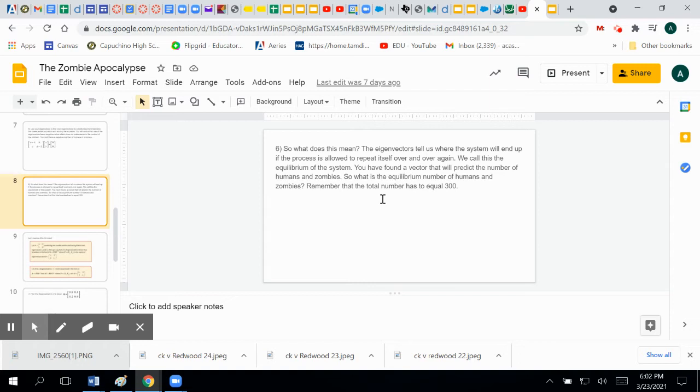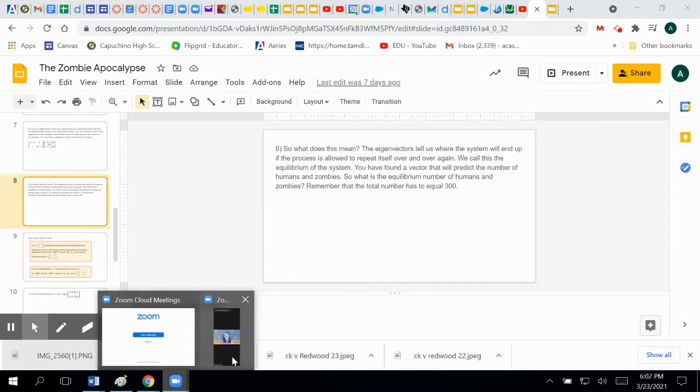So my number of humans and my number of zombies has to add up to 300. And I know I have to have twice as many zombies as I have humans. So I can actually write a system of equations for this. So let's go back to my camera.